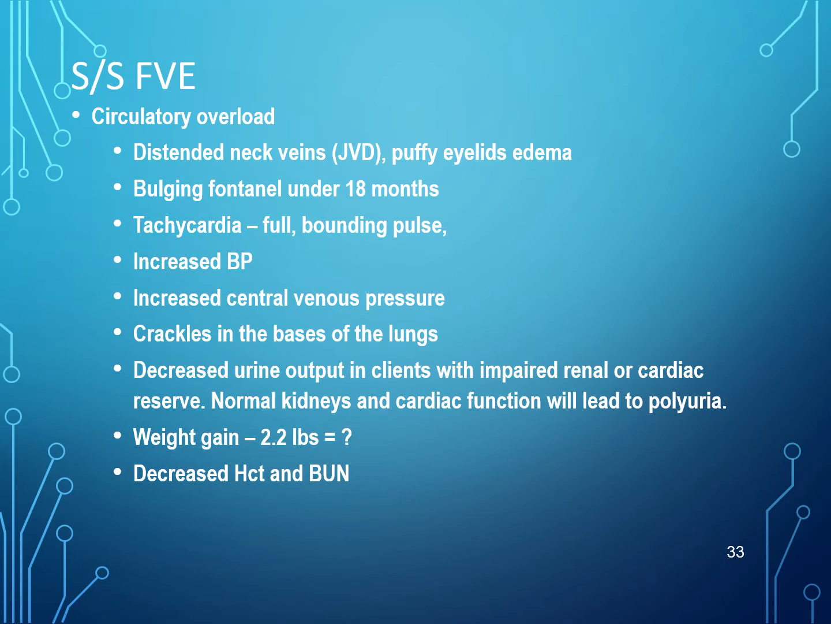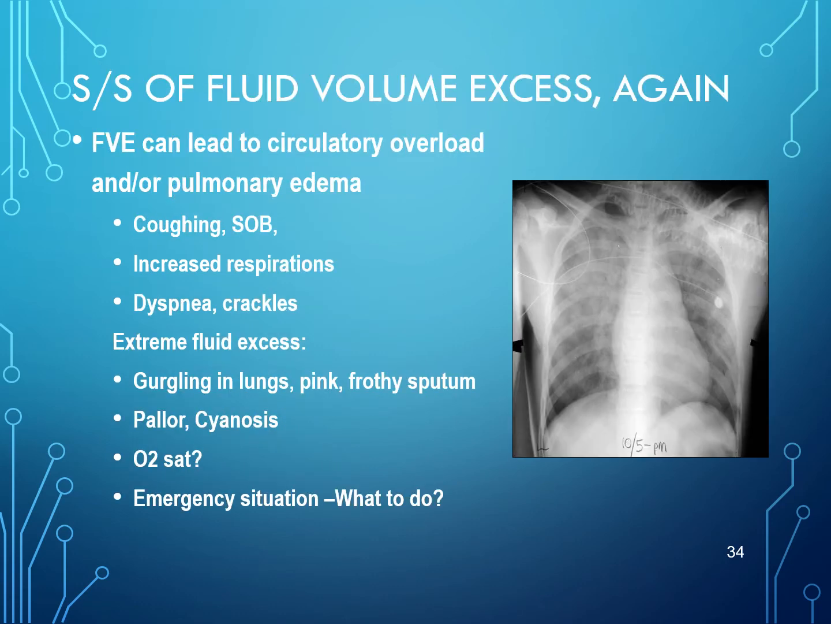And then we have decreased hematocrit and BUN, which is our blood urea nitrogen, because there is so much fluid that it's diluted. Whereas previously with fluid volume deficit, it actually looked higher because it was more concentrated. In this case, it looks lower because it's diluted. So fluid volume excess can lead to circulatory overload and or pulmonary edema.